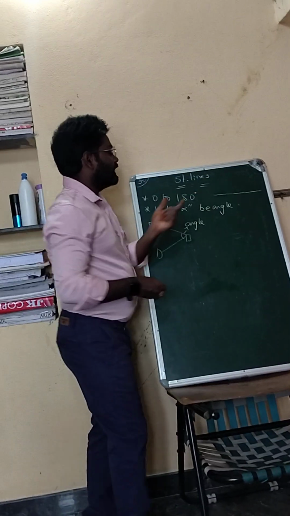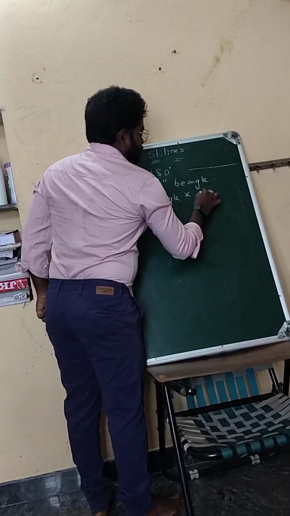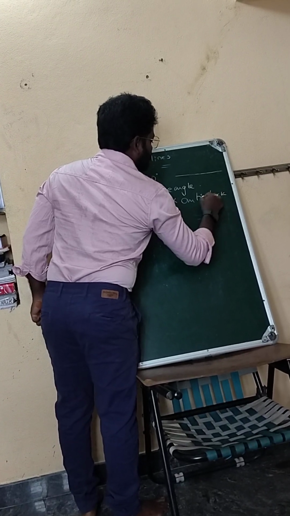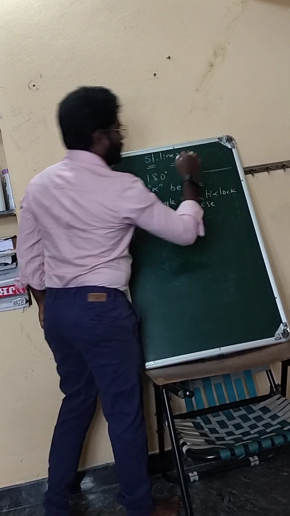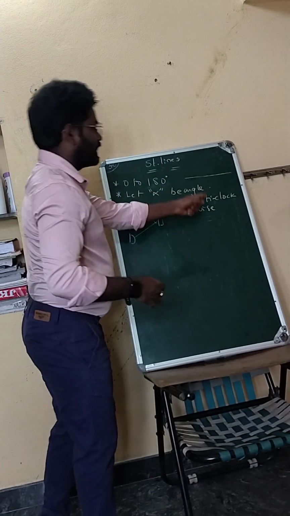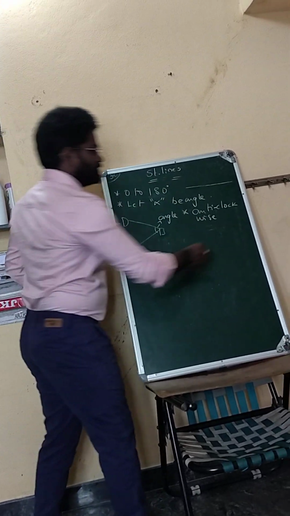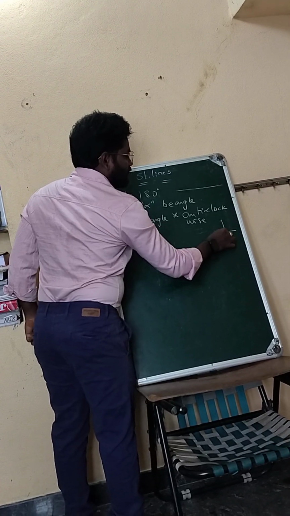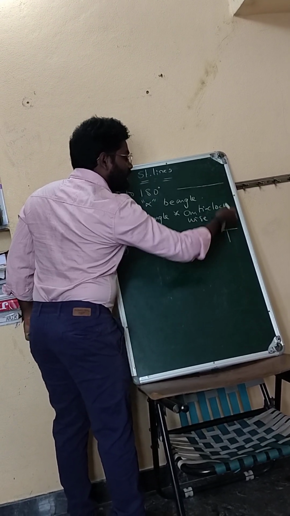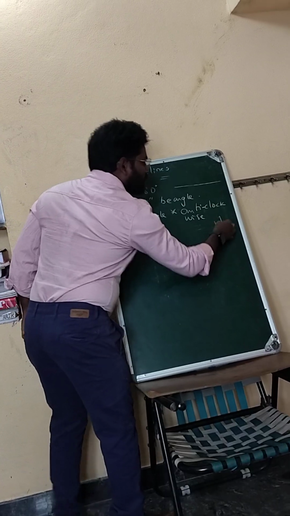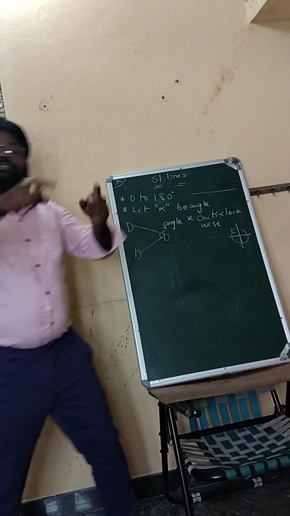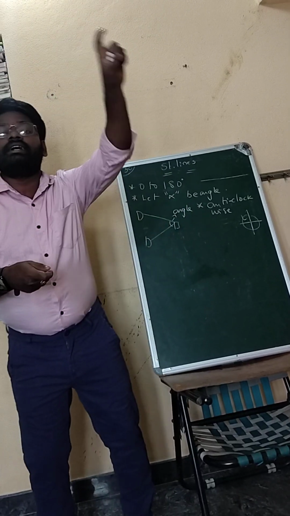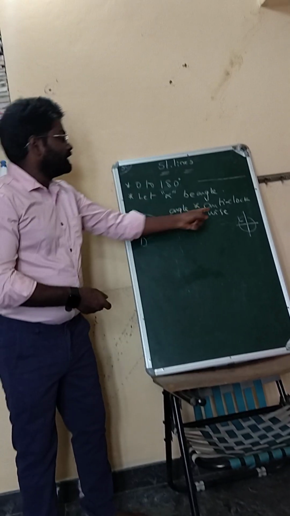Let alpha be an angle, with anti-clockwise rotation. Anti-clockwise means the reverse order, and this is the clockwise rotation. What is the meaning of anti-clockwise? Reverse order.